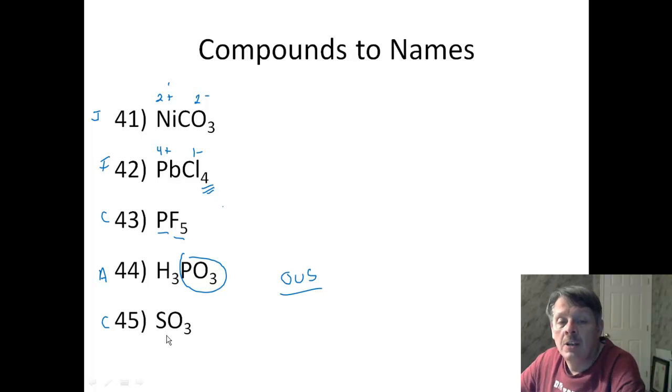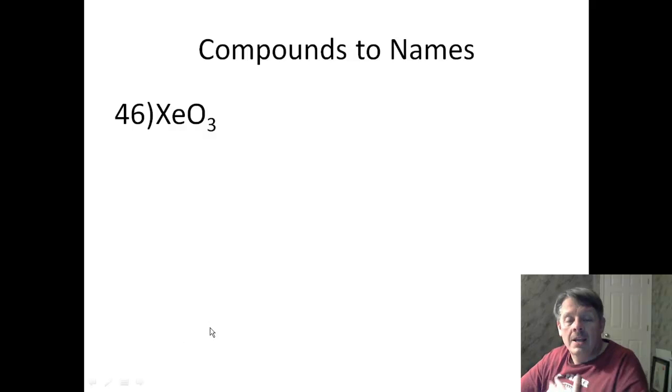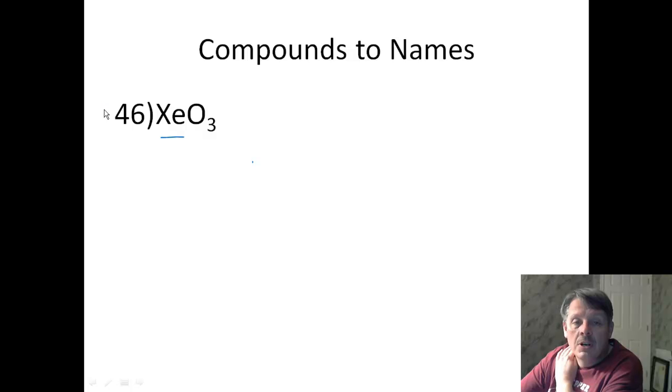And finally, number 45, this is sulfur, and this is 3 oxygens, so it's sulfur trioxide. And here's your last one. Again, doesn't happen frequently because it has to go and be under a lot of heat and pressure. But this is xenon, and because xenon is a non-metal, this is covalent, so it's going to be xenon trioxide.